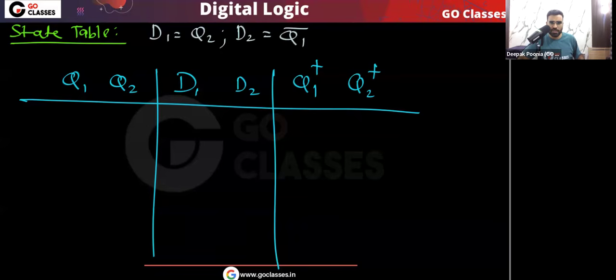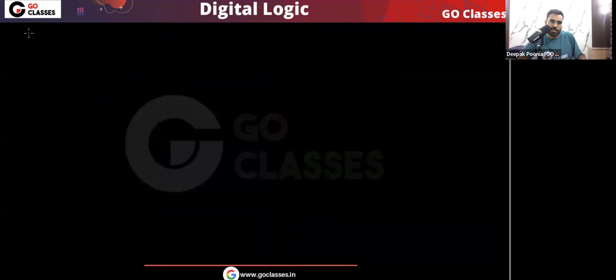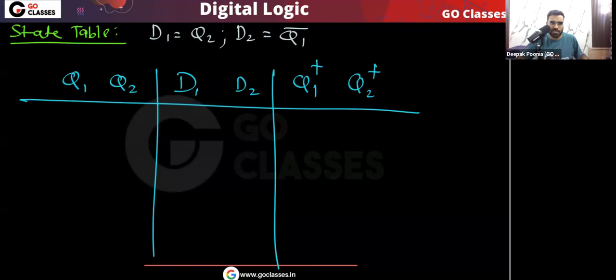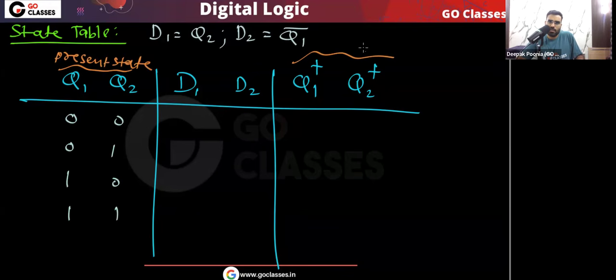So basically our target is to draw the state diagram, right? This is our target. To draw the complete state diagram, for every possible present state we will find the next state. What are the possible present states? The possible present states are 00, 01, 10, 11. Here you can easily say that this is the present state column, this is the next state column, and these are the flip flop inputs.